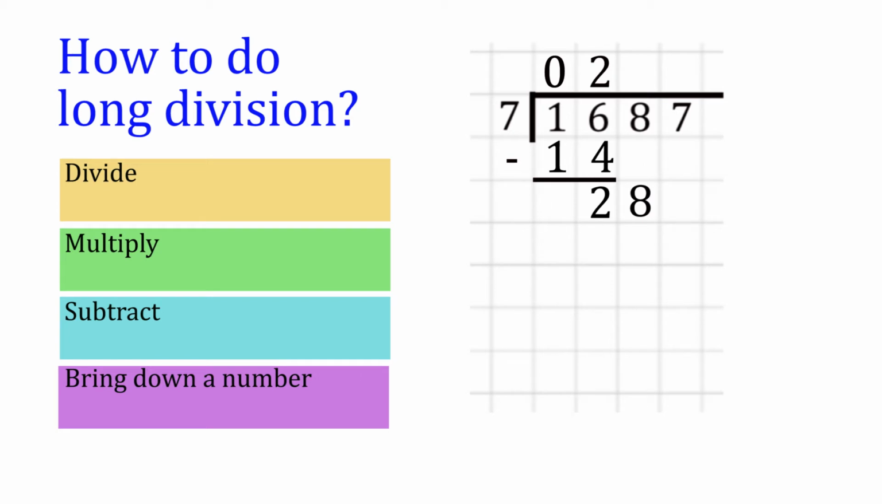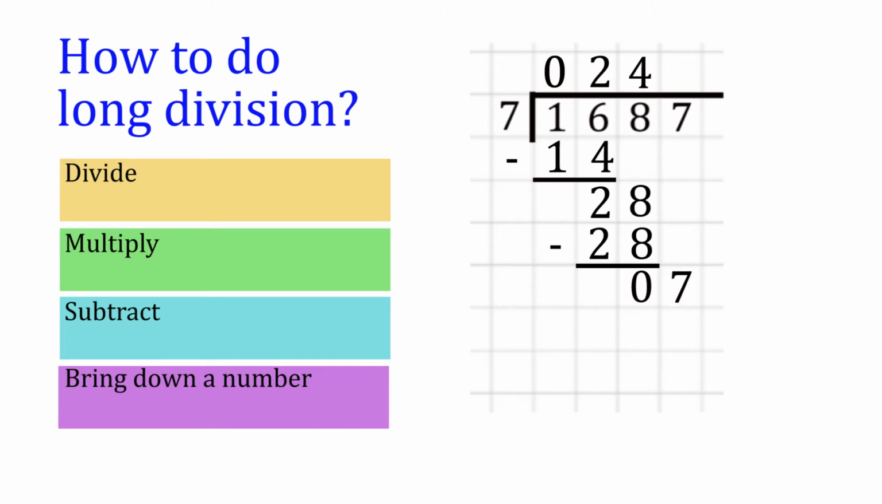Now we repeat the cycle with the first task again, divide. We divide 28 by 7, which equals 4. We write this above. Now we move on to the next task, multiply. We multiply this 4 by 7, which equals 28, and we write this below. Now we move on to the next task, subtraction. We draw a line and subtract 28 from 28, which equals 0. We write this below. Now we move on to the next task, bring down a number. We bring down the last number, 7.